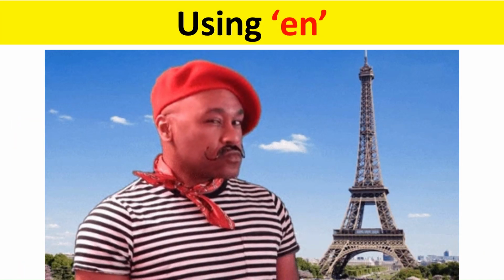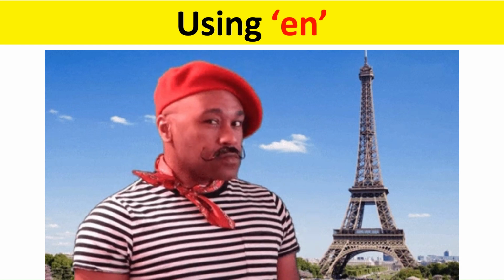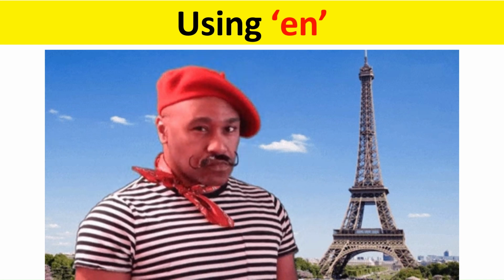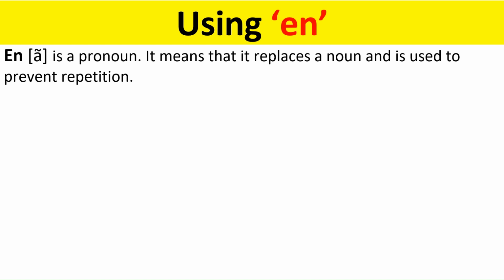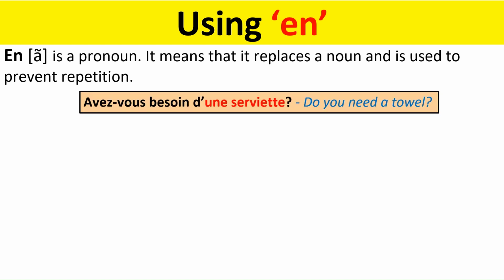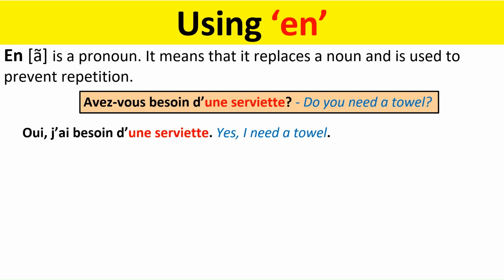I thought I would teach you this little word en because it's going to help you sound a lot more authentic when you speak French. The little word en is what we call a pronoun. It means that it replaces a noun and it is used to prevent repetition, and therefore it helps you sound a lot more natural. So if I take an example of a question, avez-vous besoin d'une serviette? Do you need a towel? Your reply could be, oui, j'ai besoin d'une serviette. Yes, I need a towel.